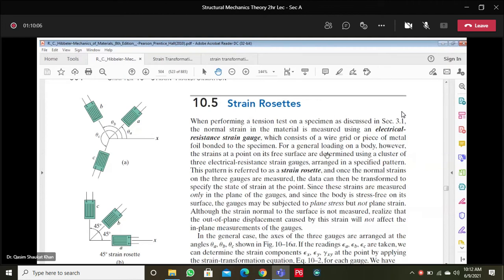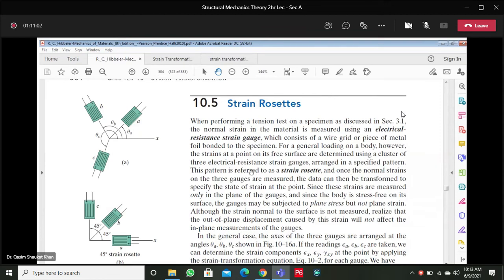For a general loading on a body, however, the strains at a point on its free surface are determined using a cluster of 3 electrical resistance strain gauges. Commonly a cluster comprises 3 strain gauges, but I have seen a case with 4 strain gauges as well. For the time being, we will limit ourselves to 3 strain gauges arranged in a specified pattern. This theta A, B, C can be any values. In the practice problem, you can see they have given different values of theta. This specified manner is referred to as a strain rosette.